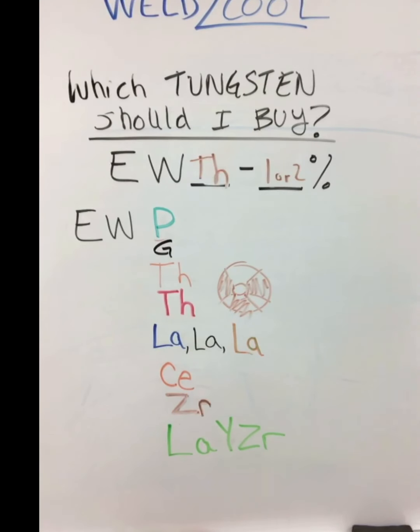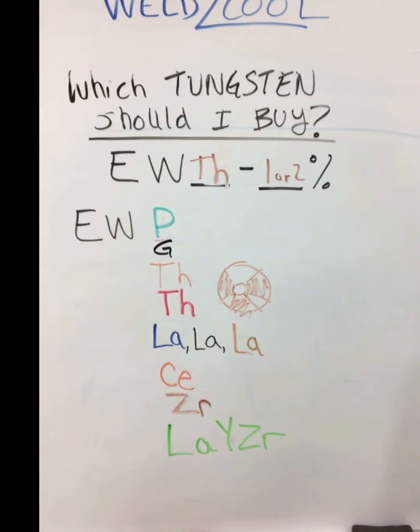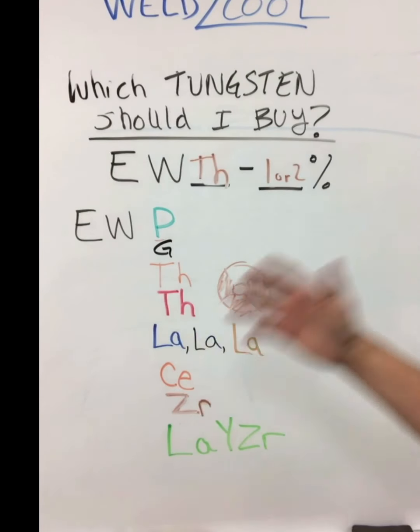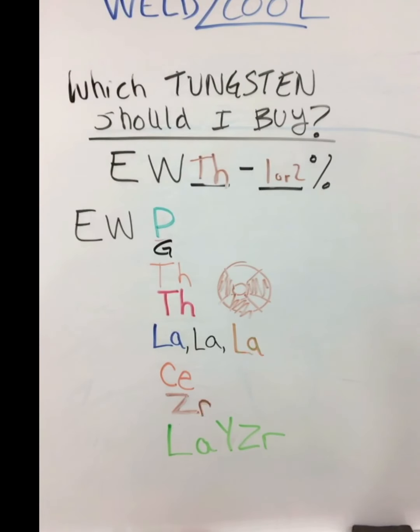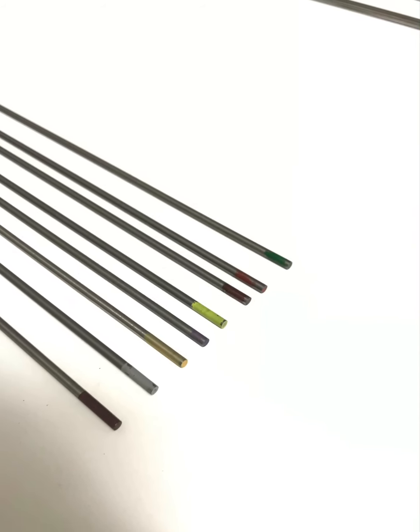I am going to put together a video on how to grind it properly. I was going to add it to this one, but it's getting a little too long, so check that video out next. So this is a little bit about tungsten. We talked about its characteristics, we talked about the sizes it comes in, and now we've talked about the different types you can find.